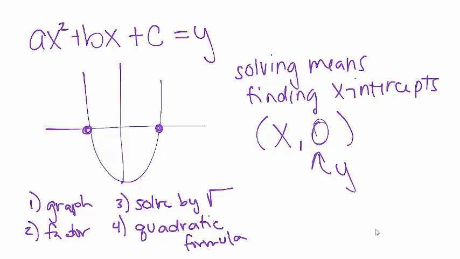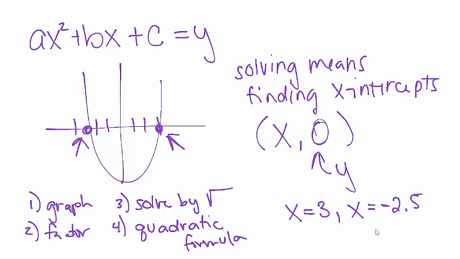And what we've been doing for 3.6b, all of your answers were either a nice number, like 3, so x is 3, or fractions. In this case, we have an answer of x equals 3, and then this answer would be x equals -2.5, which would be a fraction. So we have whole numbers or fractions.